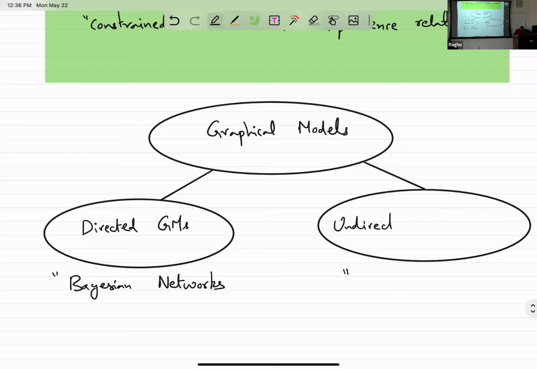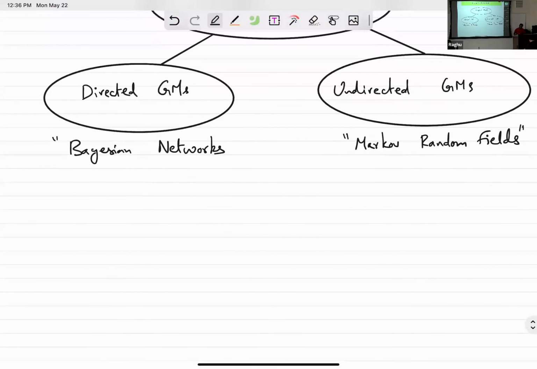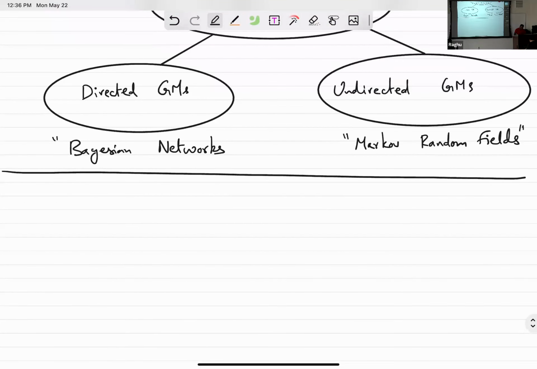Undirected graphical models are Markov random fields. Okay. So we'll see examples of both. We'll first start with Bayesian networks, kind of look at a classical model here. There's a very, very cute and clever algorithm. We'll look at that. And when we come back to undirected graphical models, we'll look at two cases and two algorithms which are more recent.